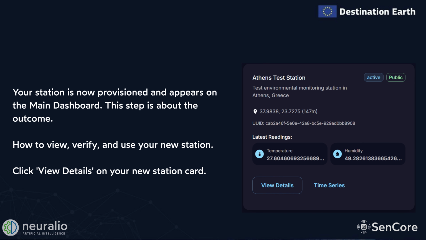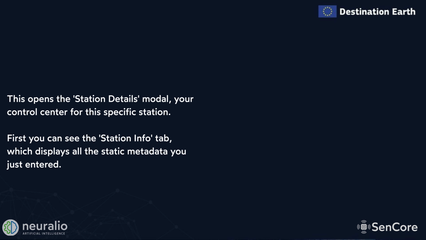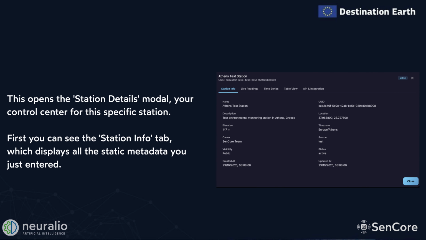Your station is now provisioned and appears on the main dashboard. This step is about the outcome. How to view, verify, and use your new station. Click View Details on your new station card. This opens the Station Details module, your control center for this specific station. First, you can see the Station Info tab, which displays all the static metadata you just entered.